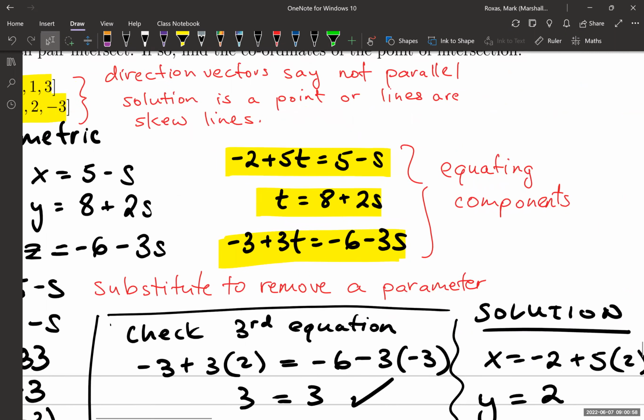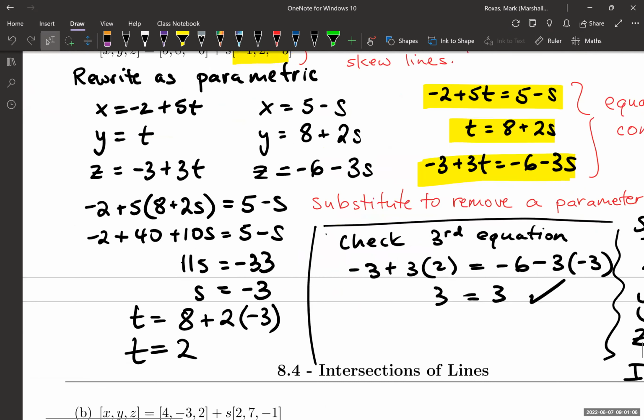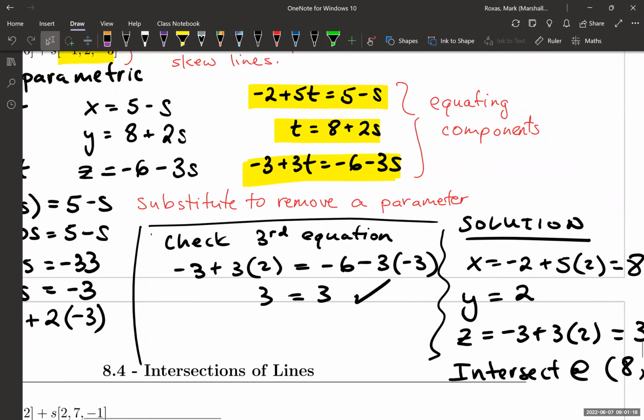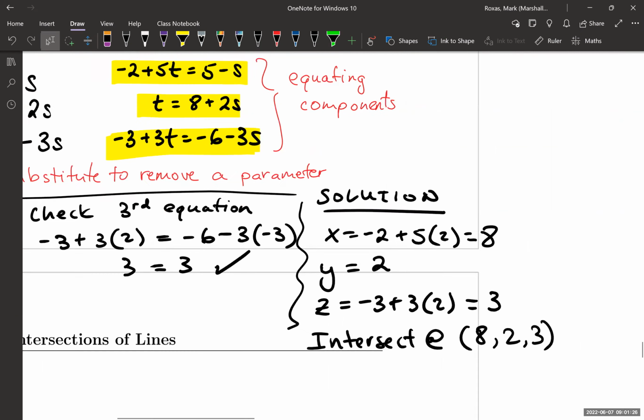So you equate the components. You have 3 equations with 2 unknowns, so you really only need to pick 2 of them to start off solving for s and t, which is what we're doing here on the left side. But because I left the third equation alone, you've got to make sure that s and t work as well in the third equation. So I'm just checking here. And because it works, then I can use s and t to determine my solution, my point of intersection x, y, and z.